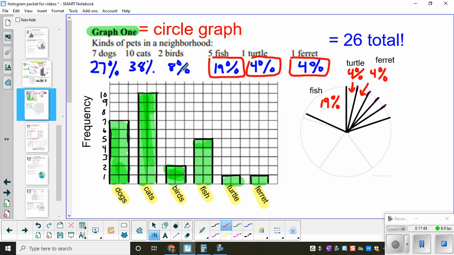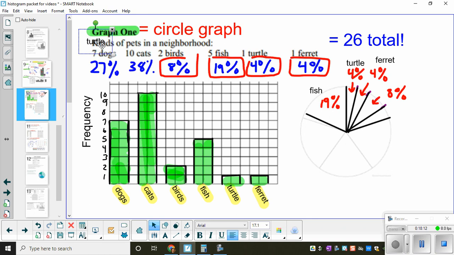Now, if you look carefully, this is 8%. So I can just use 2 of these, and I'm just going to get rid of this line. Okay, so these 2 together, that would have been 4 and 4. So now this is 8%. Right here, this chunk represents 8%, and with that 8%, we took care of the 2 birds that were in the neighborhood. So I'm just going to label that birds. All right. Now we know that we still have a 4% left over right here that we haven't assigned to anything.